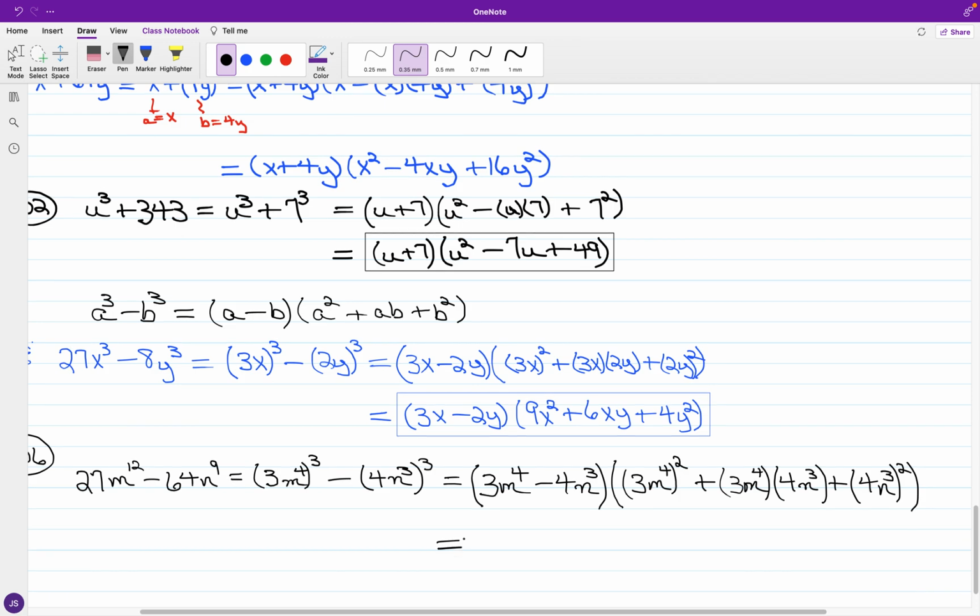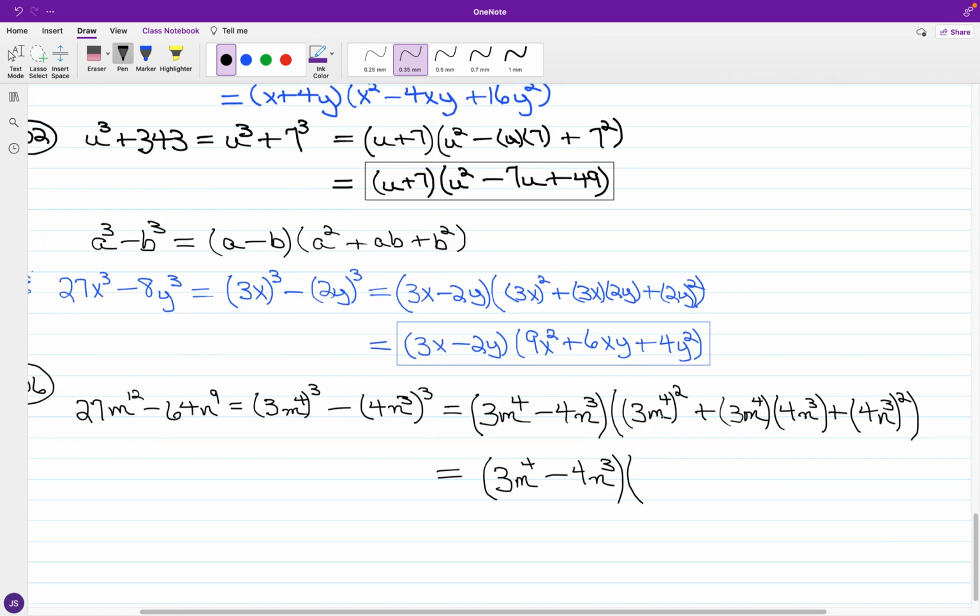So the a minus b part is already locked in: 3m to the 4th minus 4n cubed. And we have the completion of the trinomial. So for the square of 3m to the 4th, 3 squared is 9. The square of m to the 4th will be m to the 4 times 2, so that'll be m to the 8th. So you have 9m to the 8th.